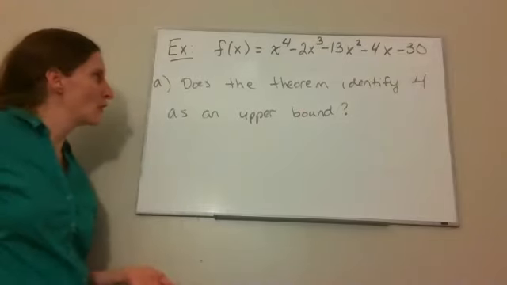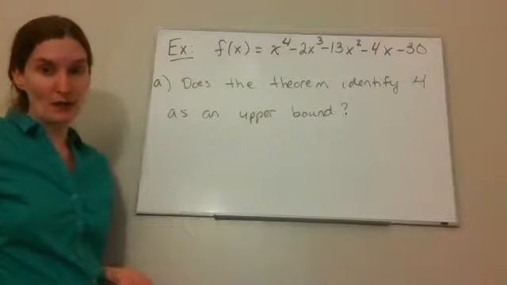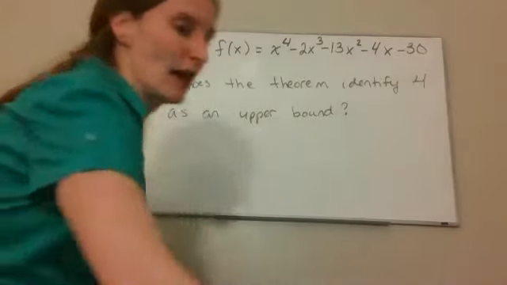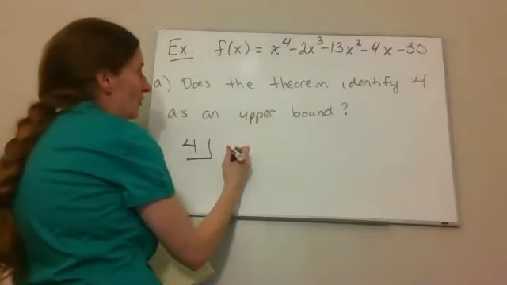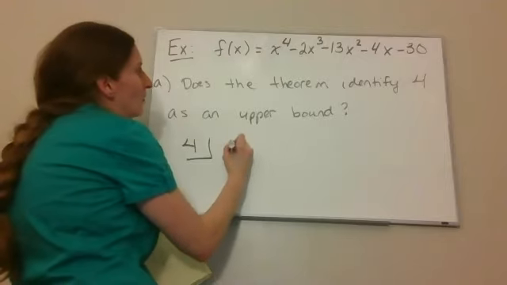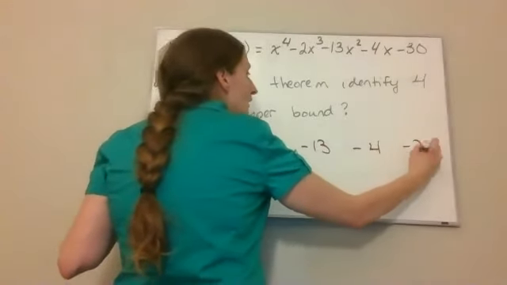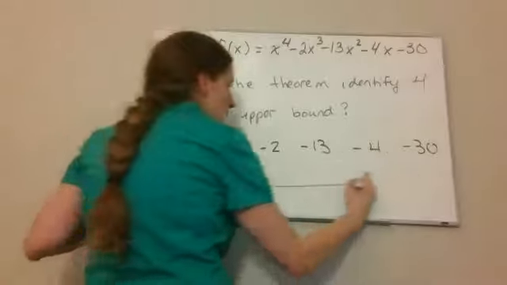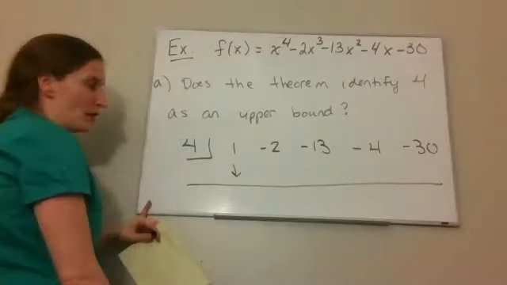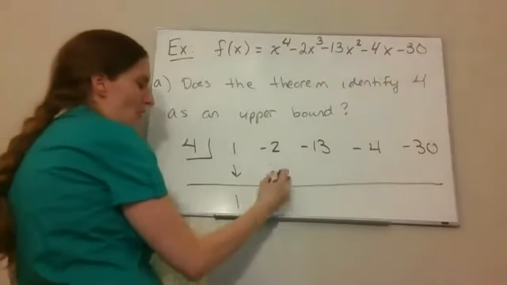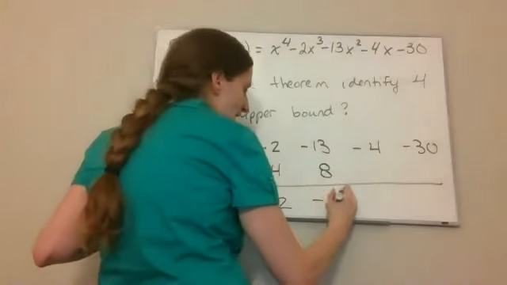So to figure out if 4 is going to be an upper bound, we need to divide this polynomial by x minus 4. I'm going to use synthetic division to do that. So I would have a 4 in the box, and we put our coefficients next to it. 1, negative 2, negative 13, negative 4, and then negative 30. We know that this is going to be an upper bound if I get all positives down on the bottom. So 1 times 4 is 4, add to get 2. 2 times 4 is 8, add to get negative 5.